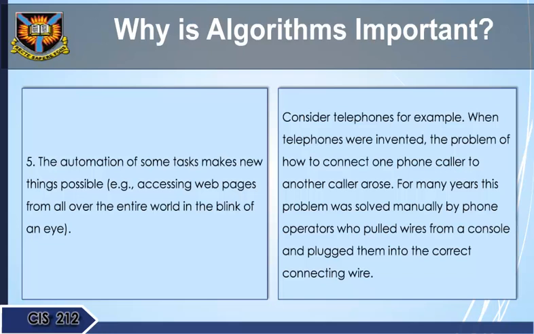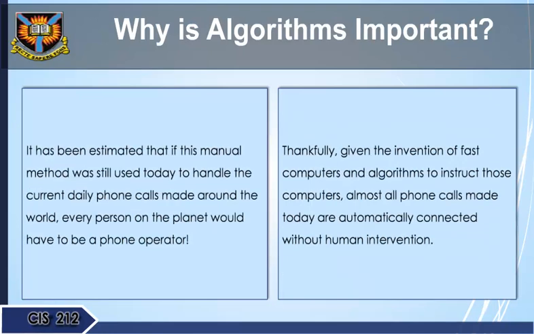Consider telephones, for example. When telephones were invented, the problem of how to connect one phone caller to another arose. For many years, this problem was solved manually by phone operators who pulled wires from a console and plugged them into the correct connecting wire. It has been estimated that if this manual method was still used today to handle the current daily phone calls made around the world, every person on the planet would have to be a phone operator. Thankfully, given the invention of fast computers and algorithms to instruct those machines, almost all phone calls made today are automatically connected without human intervention.